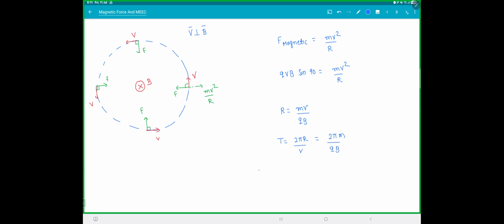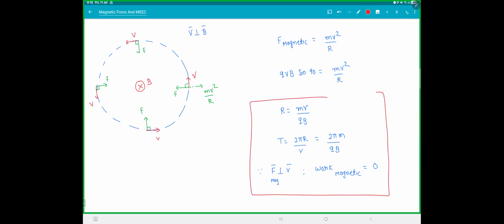And here, since force is always perpendicular to velocity, the work done by magnetic force is always zero. So magnetic force will only change the direction. It will never increase your speed, because the force is perpendicular to V. There, these are your second formulas, everyone. Radius and the time period.